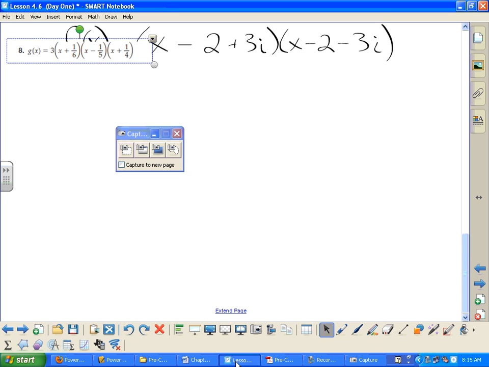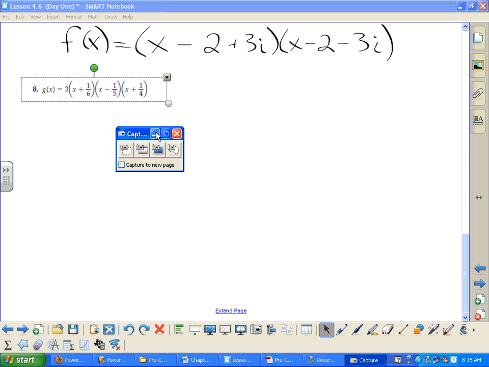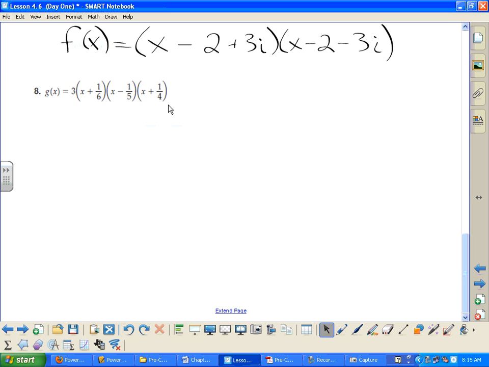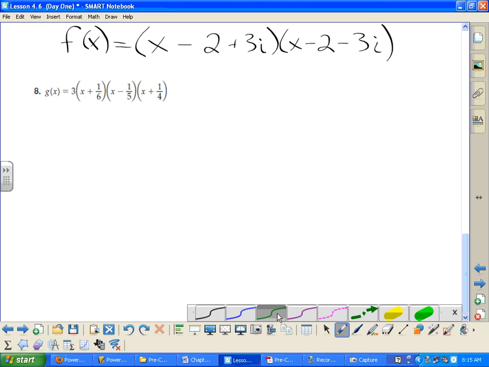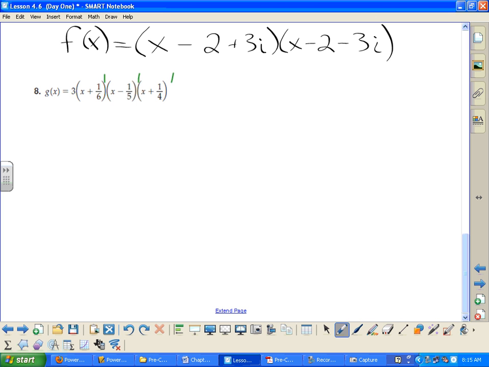All right. Okay, so they want us to find the multiplicity here. So we need to find the zeros and then the multiplicity. And remember that multiplicity is just about whatever the degree is of each factor. So each factor has degree 1, so then I just need to know what the zeros are. So we have zeros at negative 1/6, 1/5, and negative 1/4, and those all have multiplicity of 1.